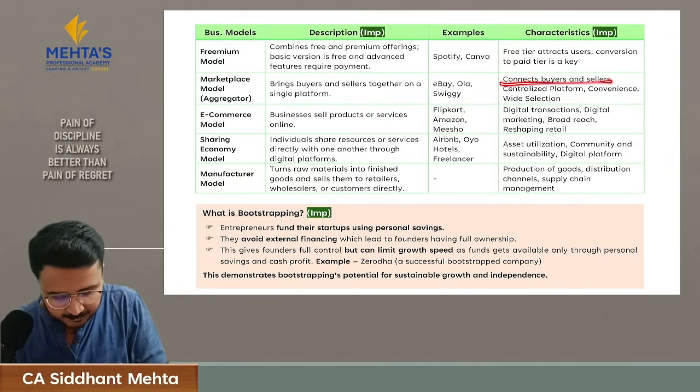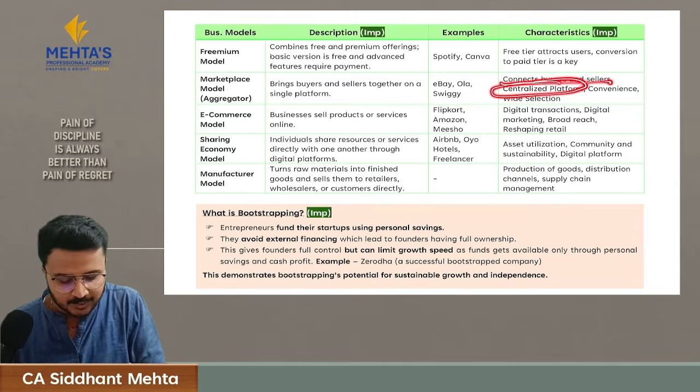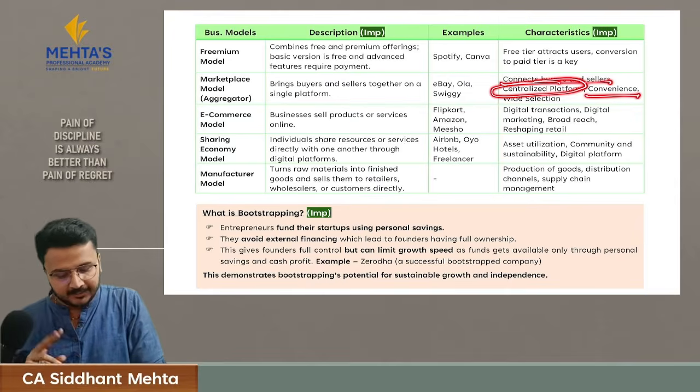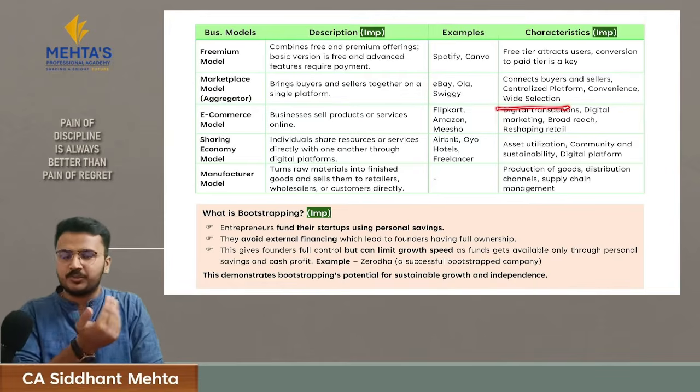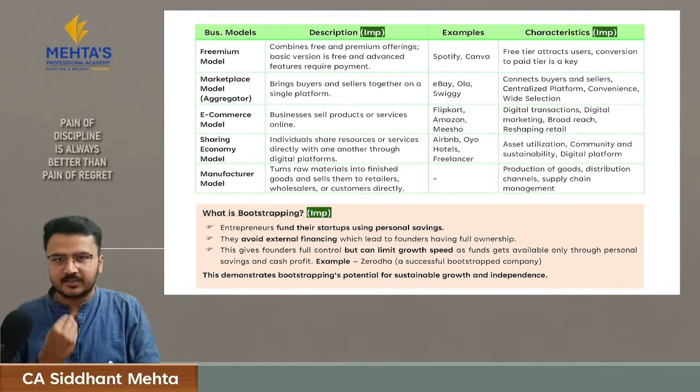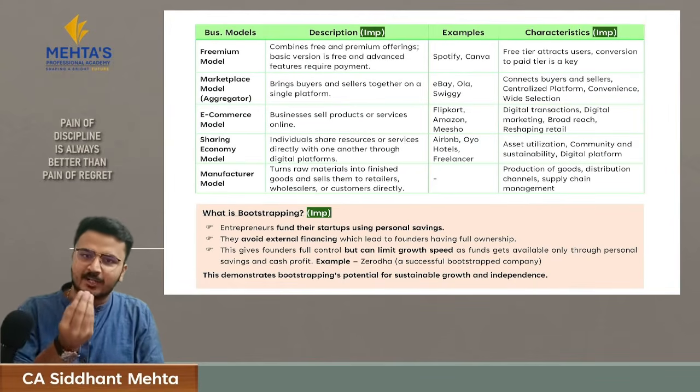So here it connects buyers and sellers in a centralized platform which gives convenience to both of them, and here the buyer has a wide selection. The buyer can select from multiple restaurants whichever dish he wants. So here it gives him wide selection and also convenience.